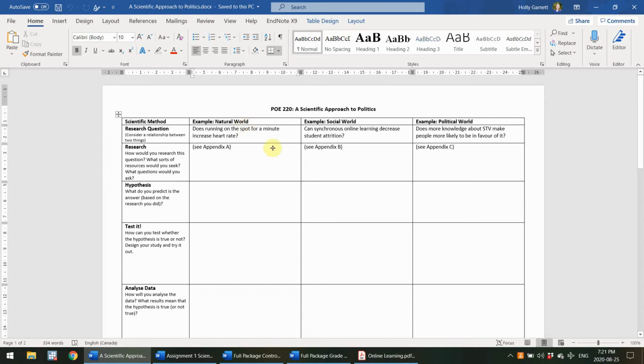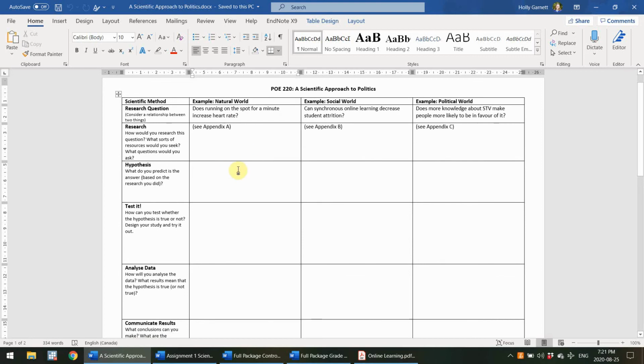Scholars have studied this many times. Doctors and health professionals have looked at it. So I would ask and see, okay, has anyone else studied this before? Now, the reason I'm going to ask that question is because the third thing that I'm going to do is make a hypothesis. So I'm going to say, what do I predict is going to be my answer based on all of that research that I did? And so in this case, I predict that running on the spot for a minute will increase the heart rate. That's based on the research that I did looking at this particular issue.